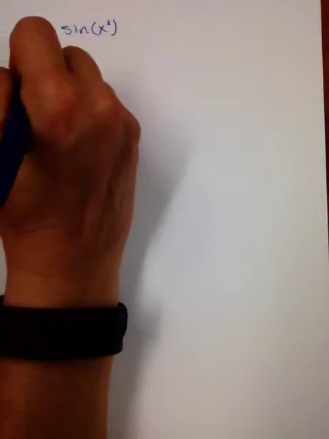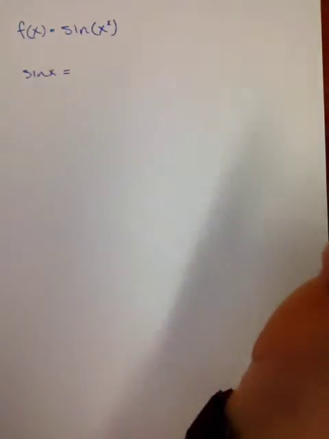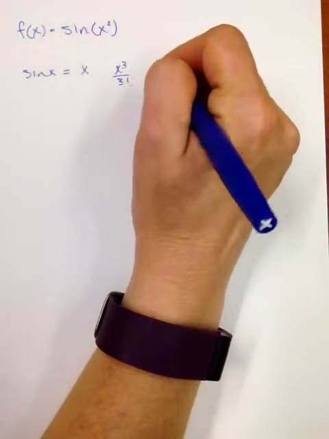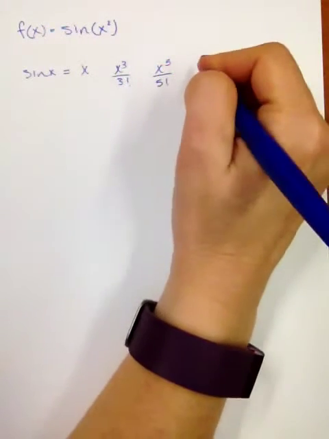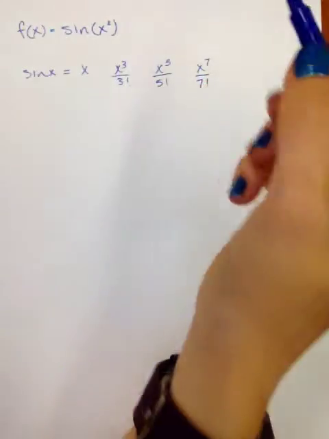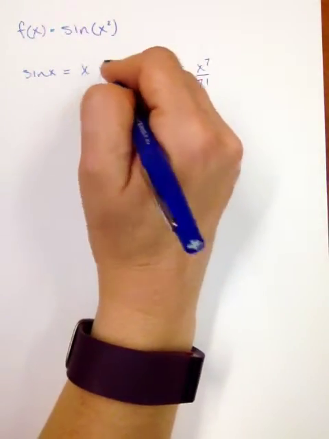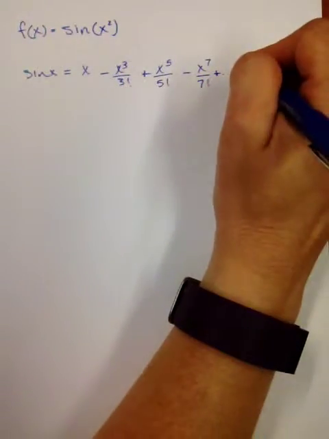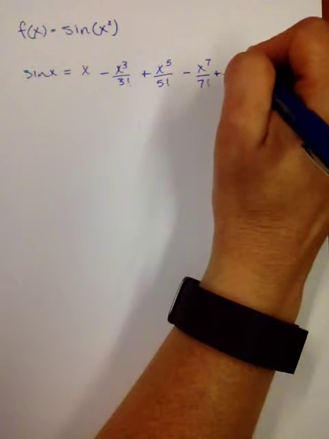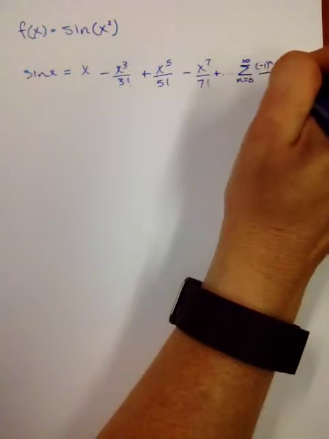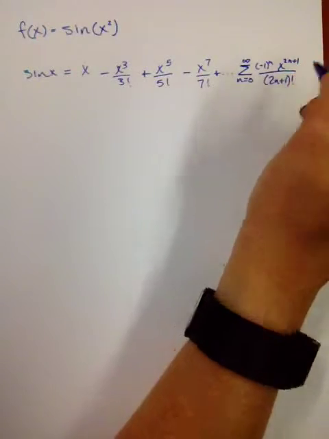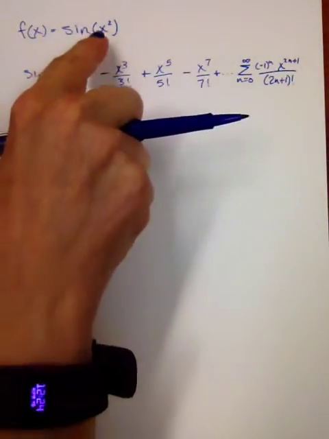So I know that sine of x is equal to, and again, sine is an odd function, so odd powers, x to the first, then x to the third over 3 factorial, then an x to the fifth over 5 factorial, an x to the seventh over 7 factorial, and then sine is alternating, so positive, negative, plus our ellipses, and then it's the sum from n equals 0 to infinity of negative 1 to the n, x to the 2n plus 1 over 2n plus 1 factorial.